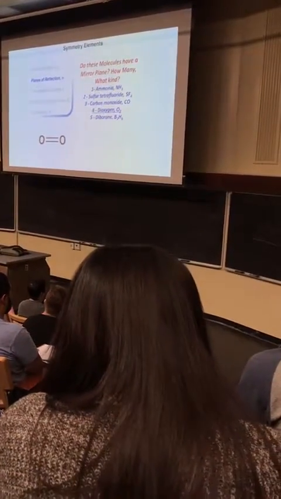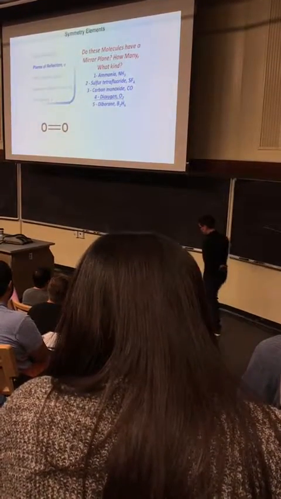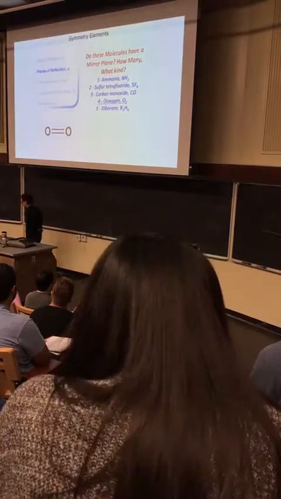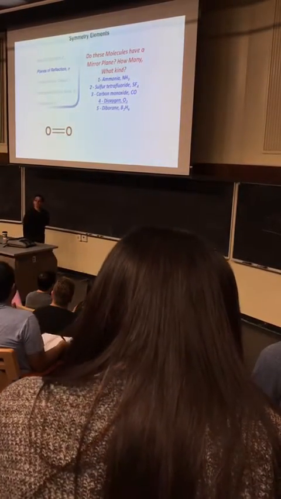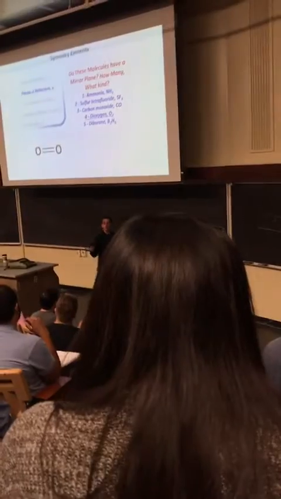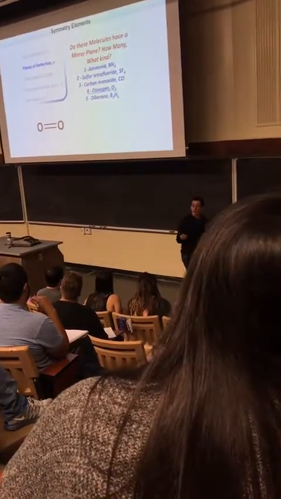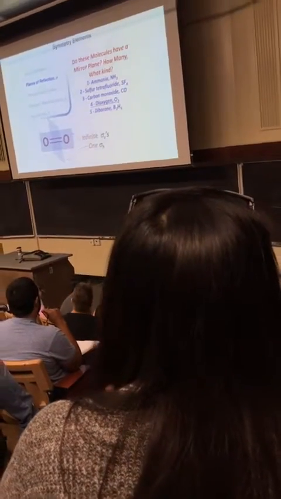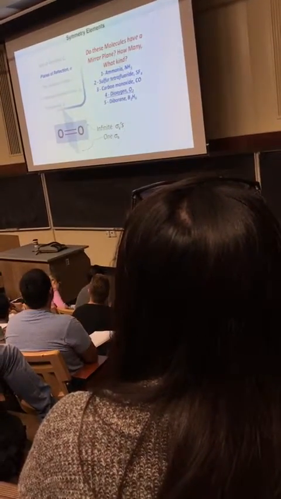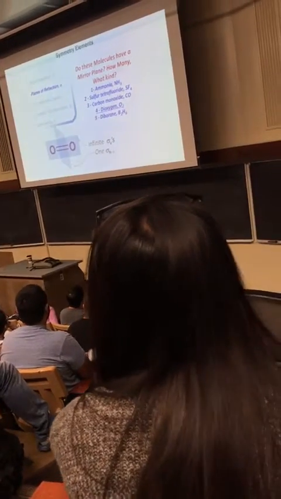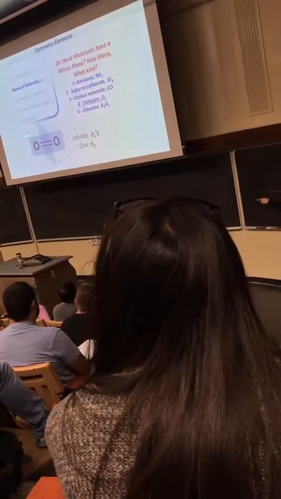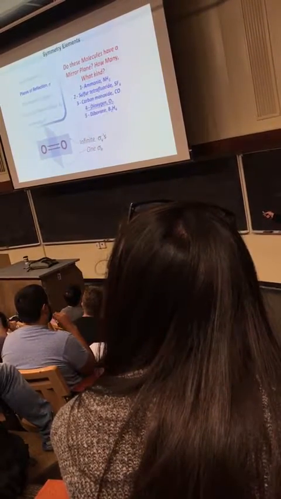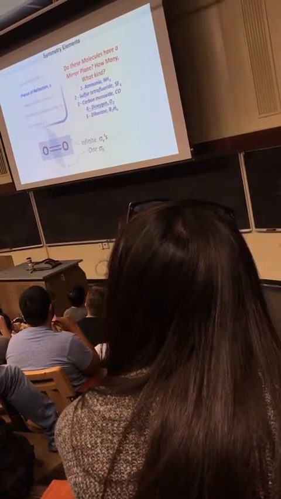Are there mirror planes? Yes. What kind? How many sigma V's? Infinite. And how many sigma H's? Just one. Okay? So here we go. Infinite number of sigma V's, just like in the case of CO, right? And then one sigma H, right, that bisects the OO bond and reflects both oxygen atoms. Okay? So there we go.